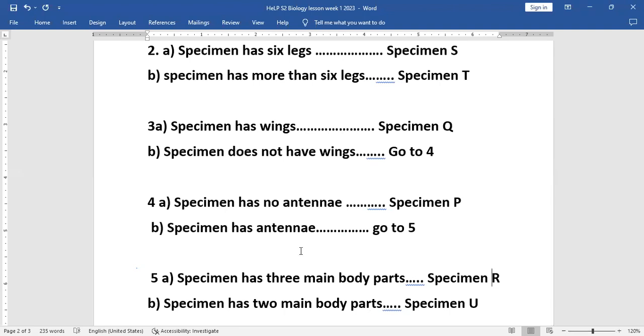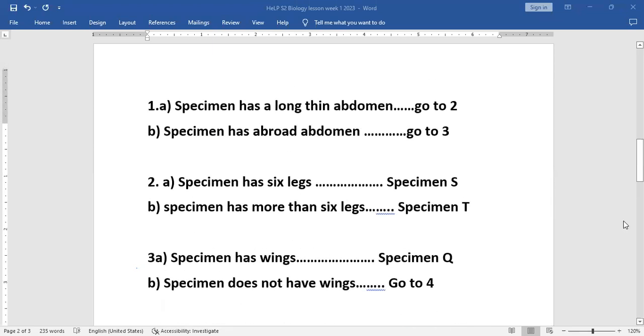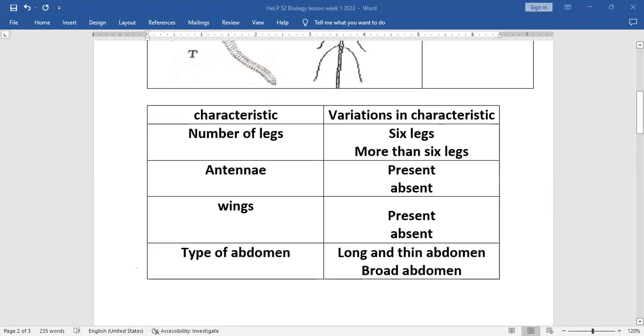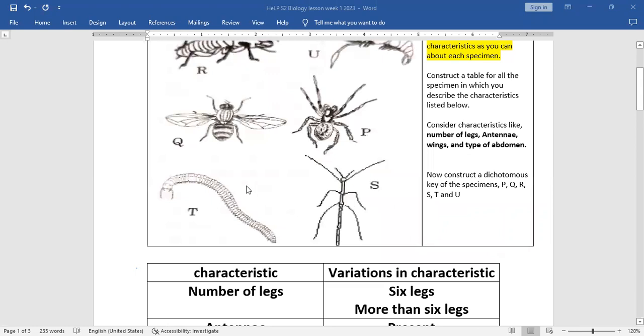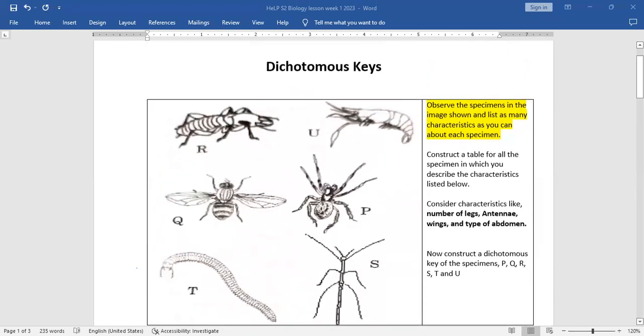Did you follow what we did? You always must make sure that the specimens you're dealing with have all been divided into 2 groups. But when you remove some specimens, those ones are gone. Don't continue with them in the next statement. So when you're constructing a dichotomous key, you must be very careful.